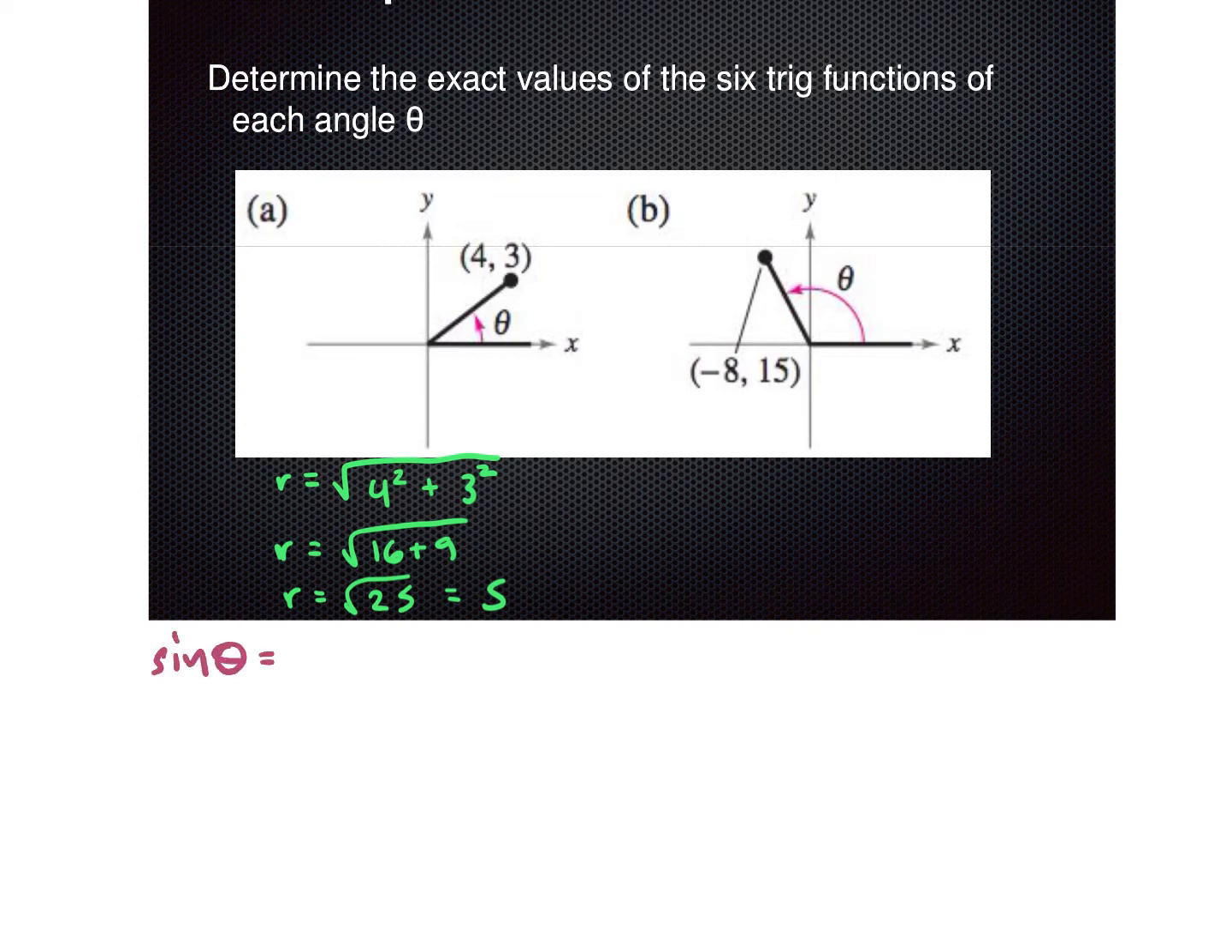So sine of theta is y over r, sorry. What's our y? 3. And what's our r? 5. So 3 over 5. Cosine theta is x over r. What's our x? So 4 over 5. And tangent is y over x. So 3 over 4.